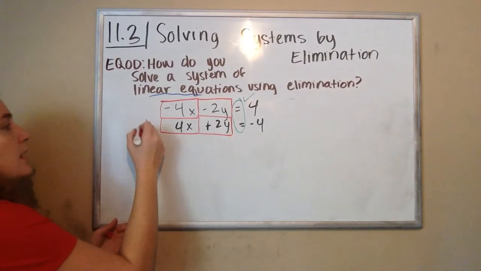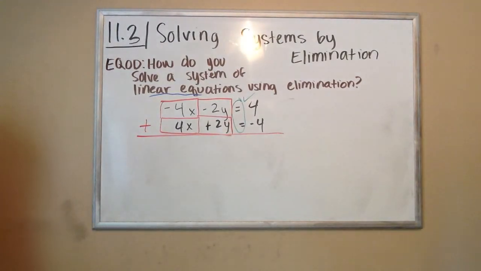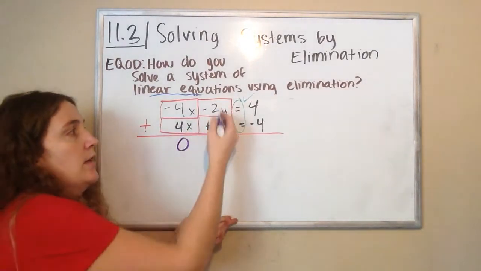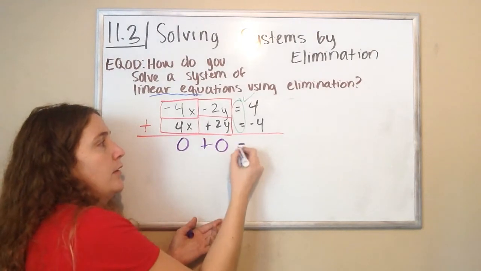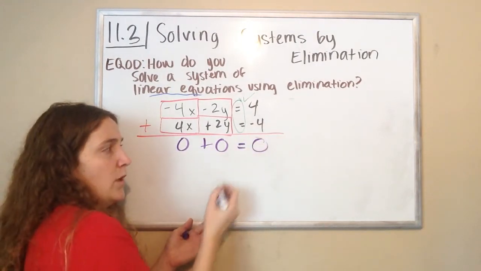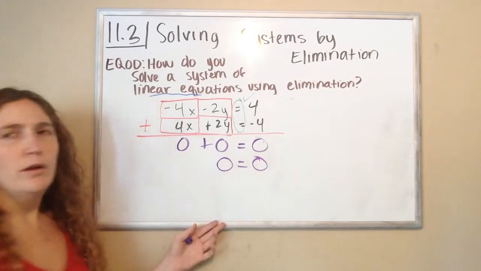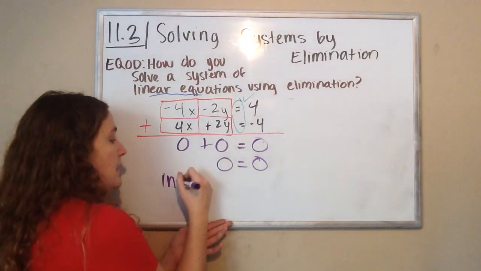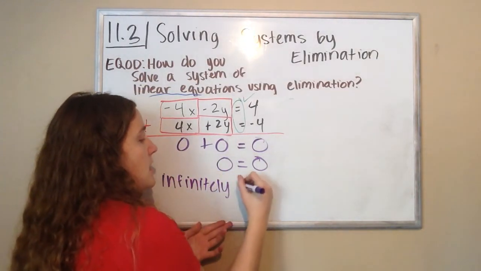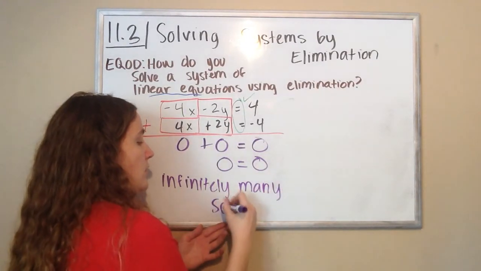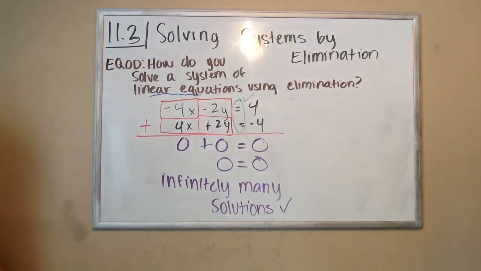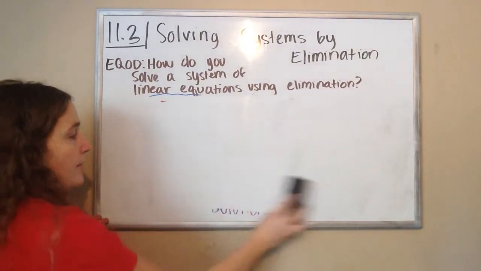Well, if they're opposites, we know that we can just add. So let's add and see what happens. Okay, when we add, negative 4x and 4x make 0. Negative 2y and 2y make 0. 4 and negative 4 make 0. So 0 equals 0. Well, yeah, duh. Like, we knew that 0 does equal 0. So this means infinitely many solutions. Okay? Alright, one more, and then 2 practice.